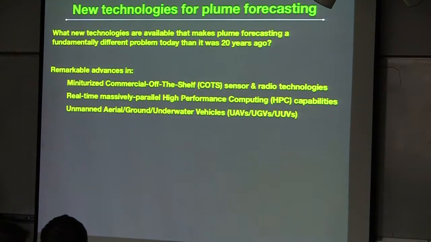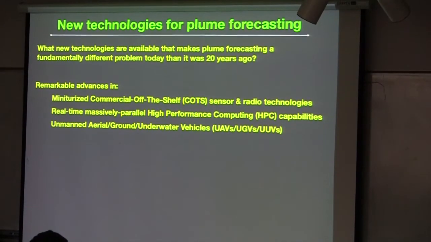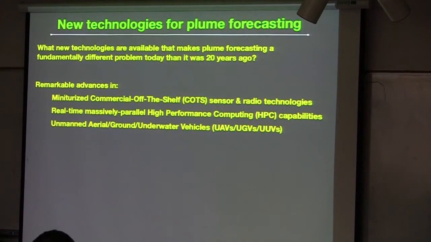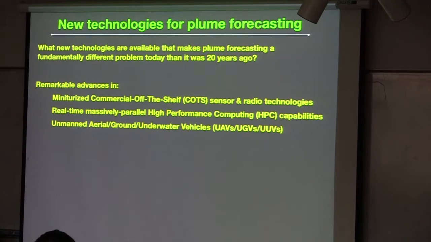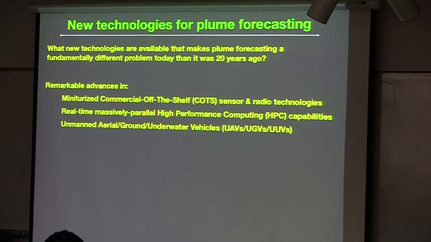And so there are new technologies that make plume forecasting fundamentally a different problem today than it was 20 years ago. We have off-the-shelf sensor and radio technologies, and we have the algorithms of weather forecasting and very powerful computer systems to drive those things. And of course we have the development of unmanned aerial, ground, and underwater vehicles that we can deploy into these places where we have to get measurements essentially in situ. We have to go and explore through environments and get measurements.